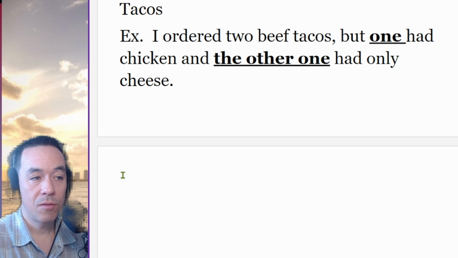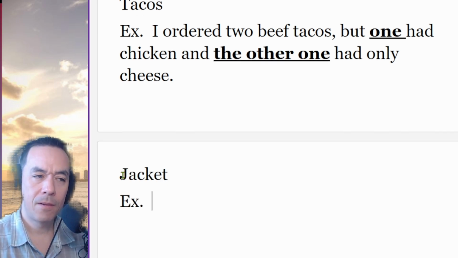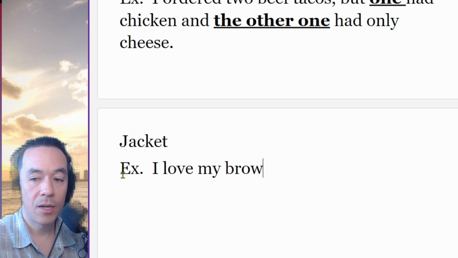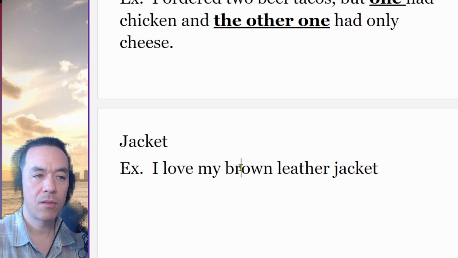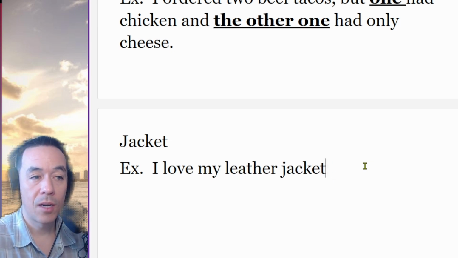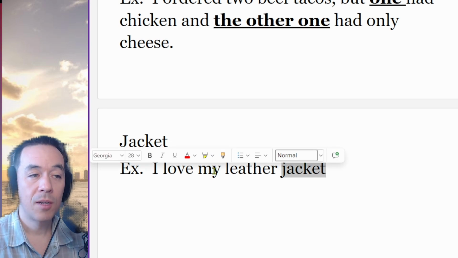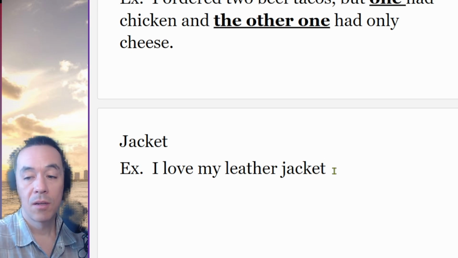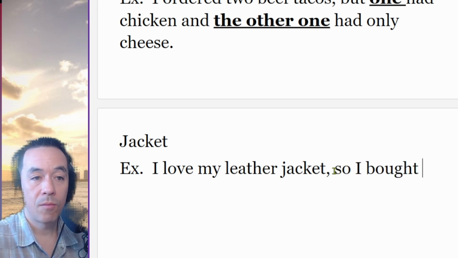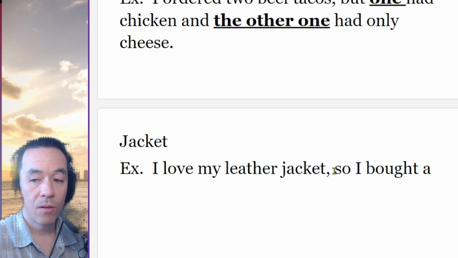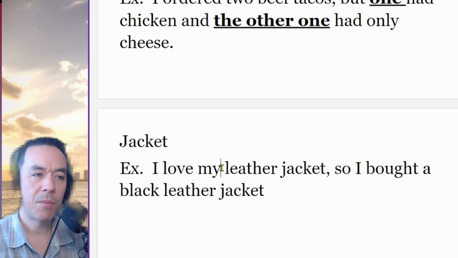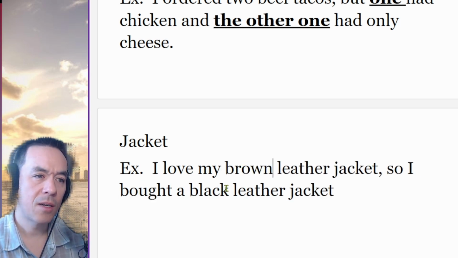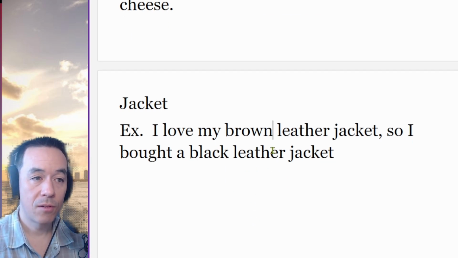Let's see another one. Let's do a jacket. See if I can do it. So I love my brown leather jacket. So that's single, but it's going to be my. We don't need a in this case. So I bought a black leather jacket. Oh, that's why. So I love my brown leather jacket, so I bought a black leather jacket.